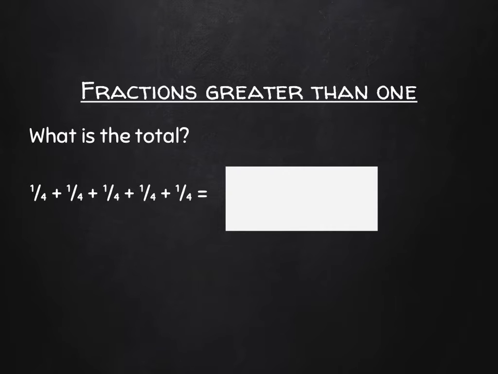What is the total? Go ahead, take a second, figure this out on your whiteboard, pause the presentation, and then come back to it. That's the last time I'm going to say that to save time on the video. 1/4 plus 1/4 plus 1/4 plus 1/4 plus 1/4. I know when I'm adding fractions that have the same denominator, the denominator does not change. So I can go ahead and write the denominator of 4. And then when I add 1 plus 1 plus 1 plus 1 plus 1, it comes out to 5. The total here is 5/4.